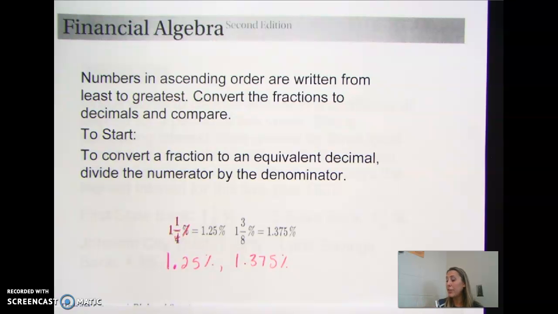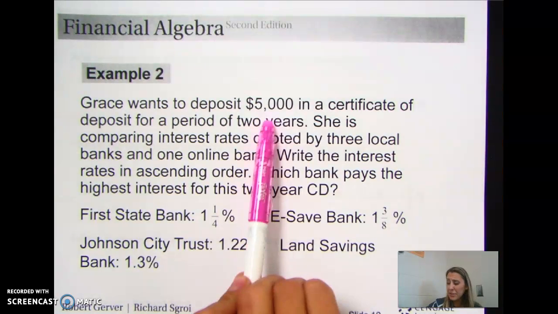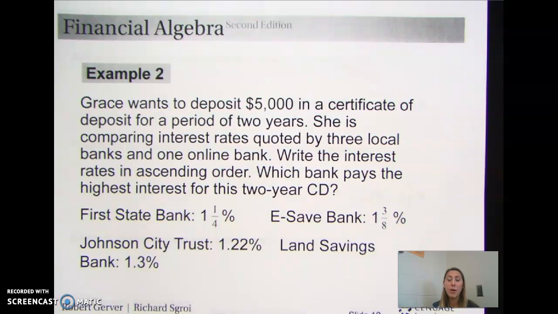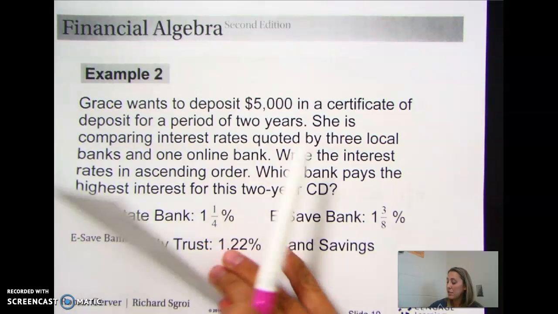If we are looking at those things, when we're comparing what Grace wants to do for the bank, she wants to make a deposit in a certificate of deposit, which is a type of savings that you usually don't add any money to or withdraw any money from without penalties. So these are the percentages that we're given, and we want to figure out which one is going to be the highest percentage.